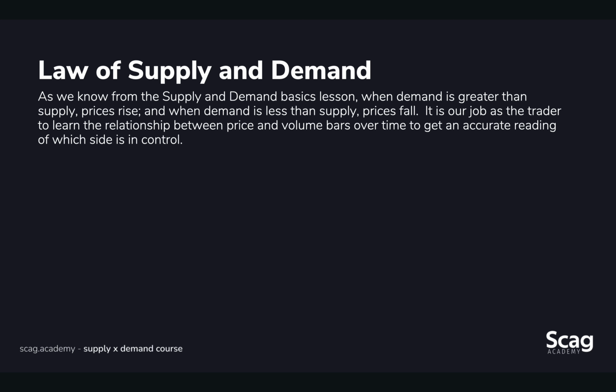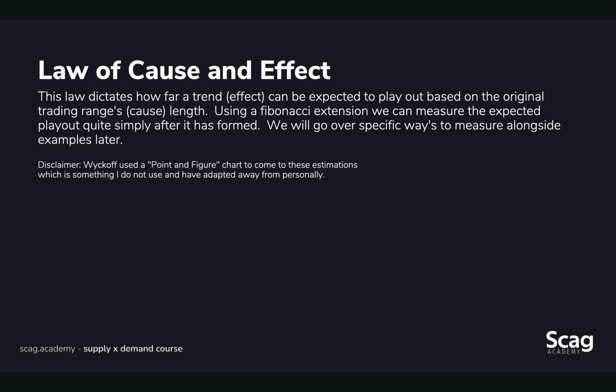All right, so as we know from that earlier supply and demand basics lesson, when demand is greater than supply, prices rise, and when demand is less than supply, prices fall. Right? It's our job as the trader to learn the relationship between price and volume bars over a period of time to get an accurate reading of which side is in control. Right? So again, the law of supply and demand, one of those core principles that we must accept as fact. And I don't think there's any dispute about that in global markets, right?